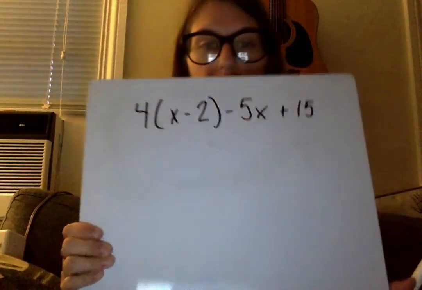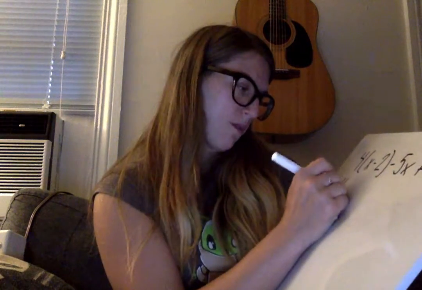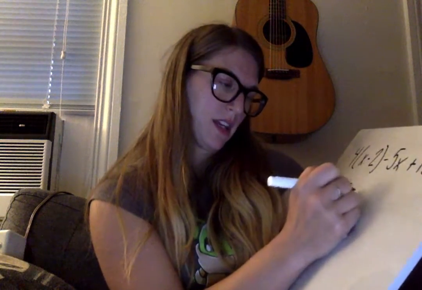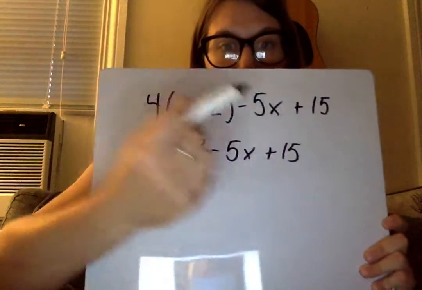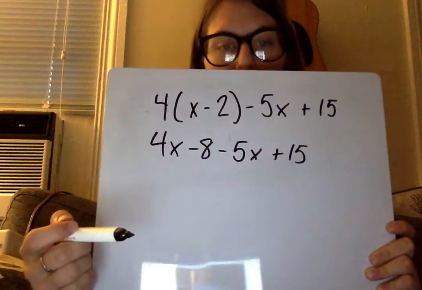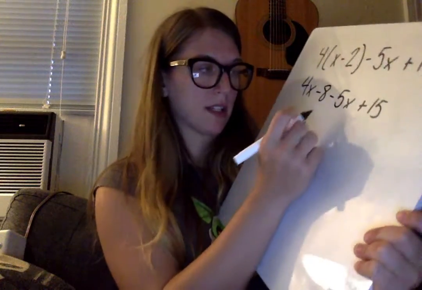So the example I have is 4 times x minus 2 minus 5x plus 15. First things first, we have to distribute. So I'm going to go swoosh, swoosh, and I'm going to rewrite this. 4x minus 8 minus 5x plus 15. I just bring this part down, and now I can combine like terms. 4x minus 5x is going to give me negative x.